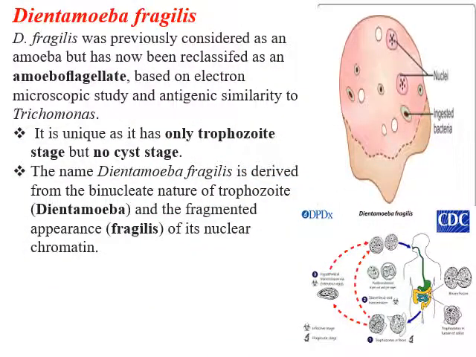Dientamoeba fragilis was previously considered an amoeba, but is now reclassified as an amoeba-flagellate based on electron microscope studies and antigenic similarity to Trichomonas, because it contains pseudopodia and flagellum for movement. It contains the trophozoite stage only. There is no cyst stage. Its name derives from Dientamoeba because it contains two nuclei, as we see in this picture. The nuclear chromatin is fragile, broken into granules, as we notice in the picture.